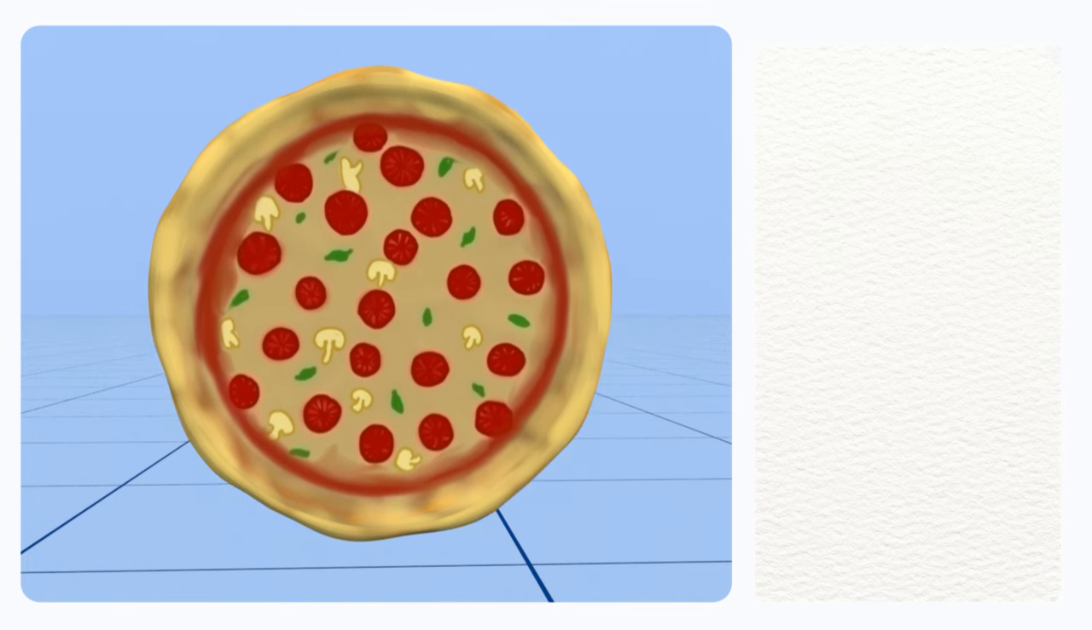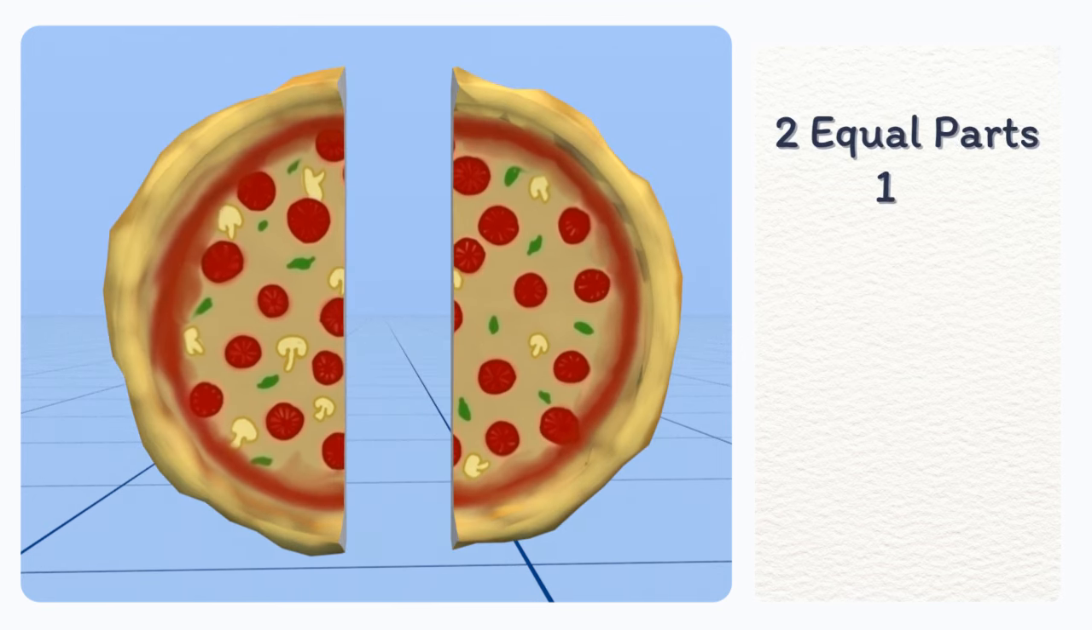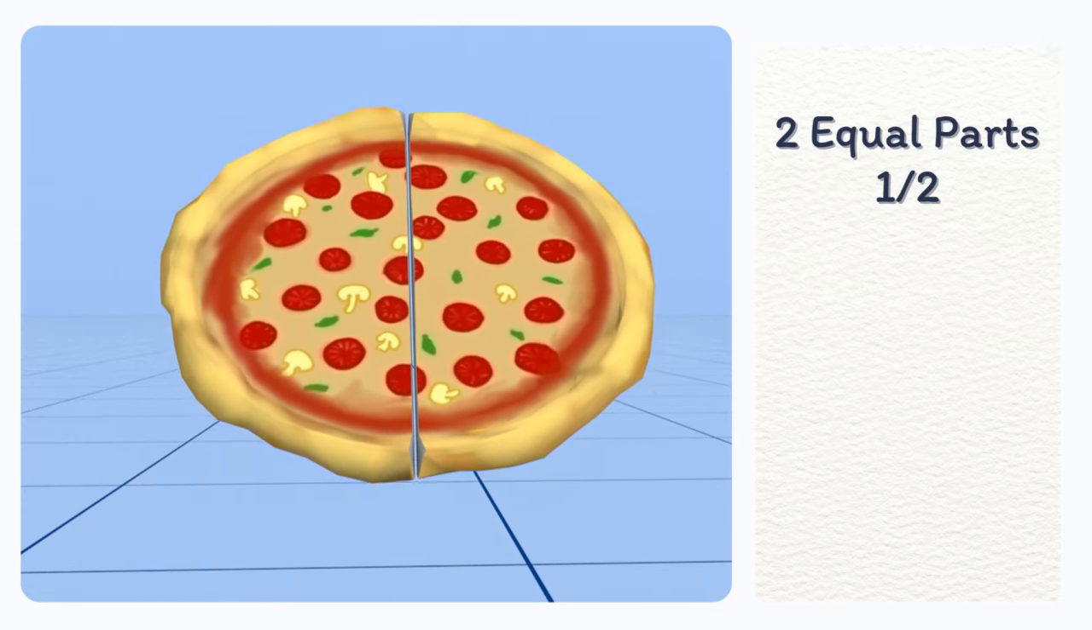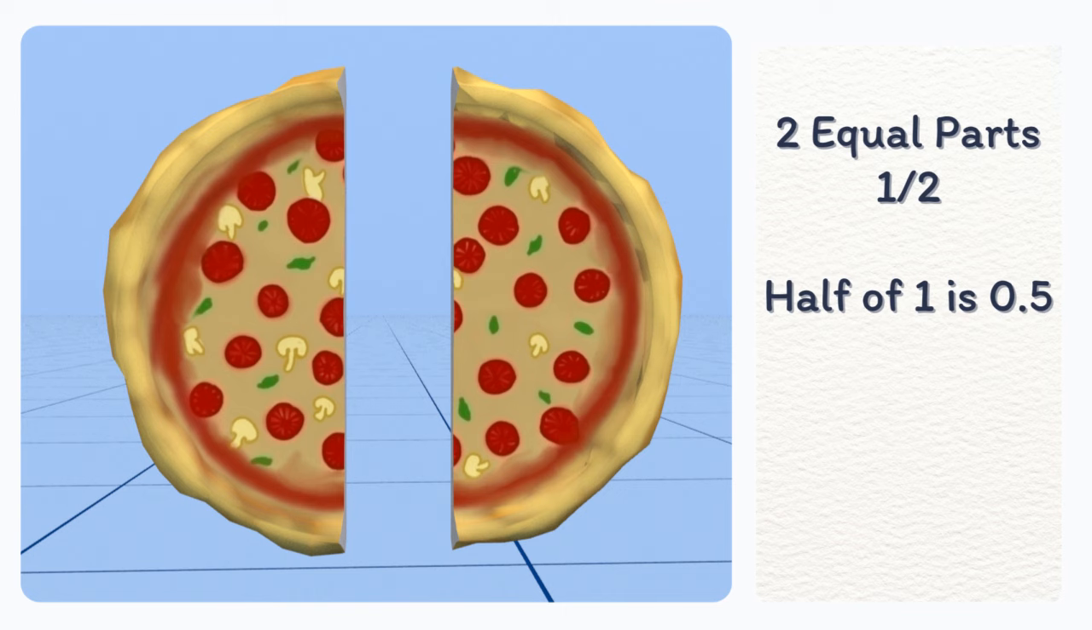Imagine a whole pizza, fresh and hot, ready to be shared. Now let's cut it into two equal parts. Each of these two slices represents one half of the entire pizza. In fraction form, we write this as 1 by 2, which simply means one part out of two equal portions. Now let's think about how we can represent the same idea in decimal form. Since half of one whole is 0.5, we write it as 0.5 in decimals. This tells us the same thing, that we have exactly half of the pizza.